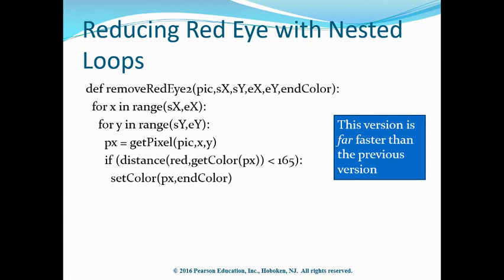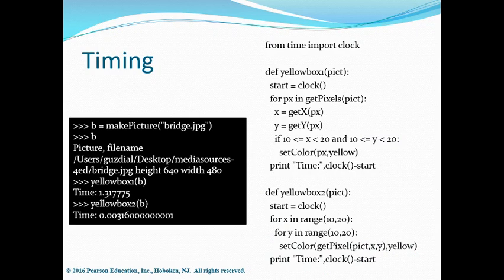So reducing red eye with nested loops. To remove red eye, we have a picture, x, y, x, y for the rectangle around the eye, and then the end color that we want. And this is far faster than the previous version that we did before. So we check the distance, and if it's less than 65, it's going to set the color.